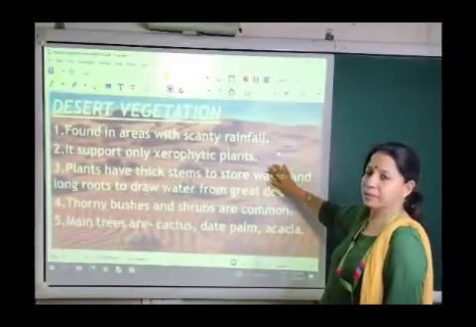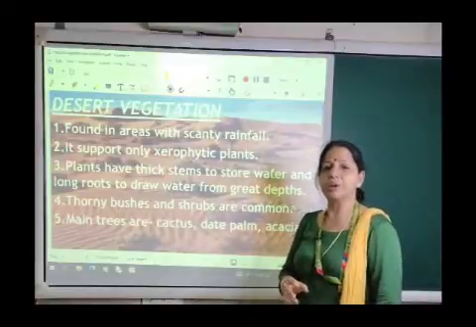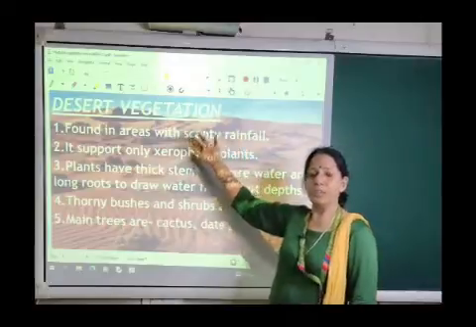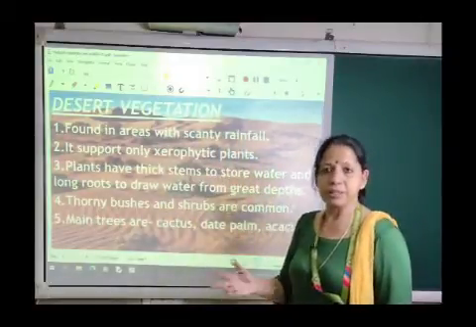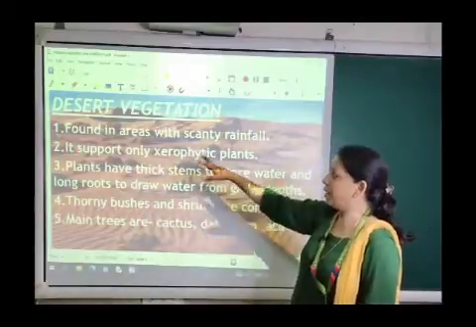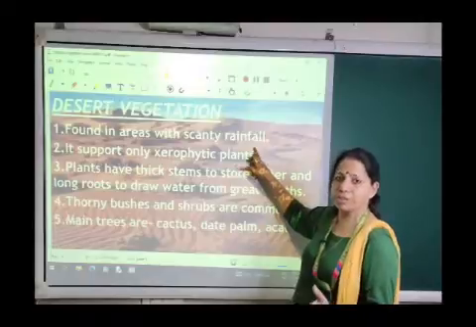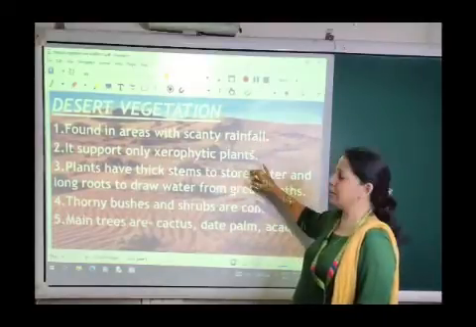Now the last vegetation type is the desert vegetation. Now as the name suggests, this vegetation will be found in the places which are deserts. Now found in areas with scanty rainfall. Now we have very little rainfall, below 50 or 70 centimeters. So that area is actually the desert area.